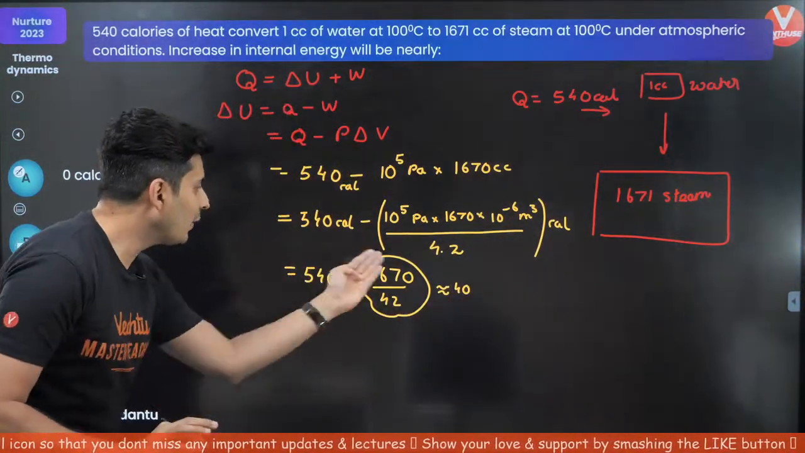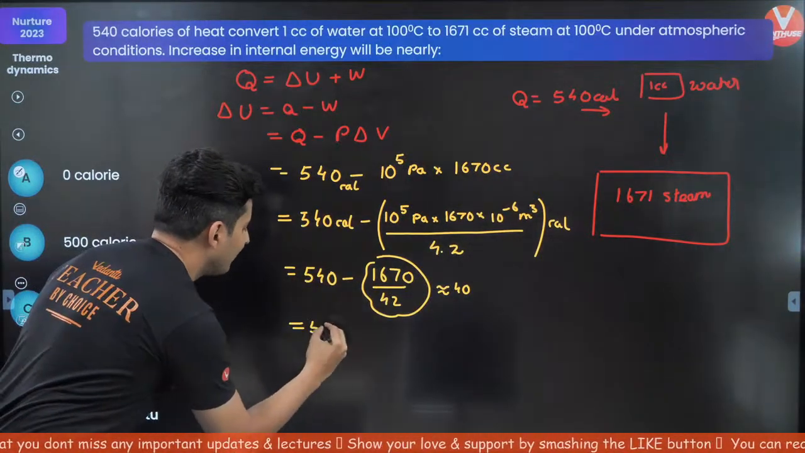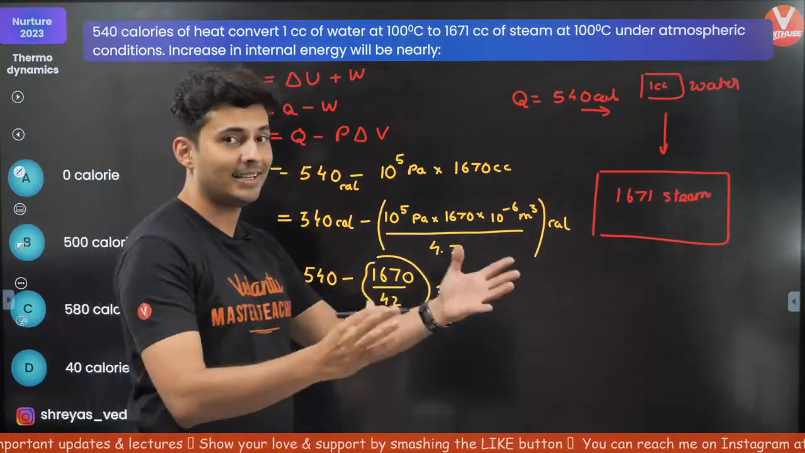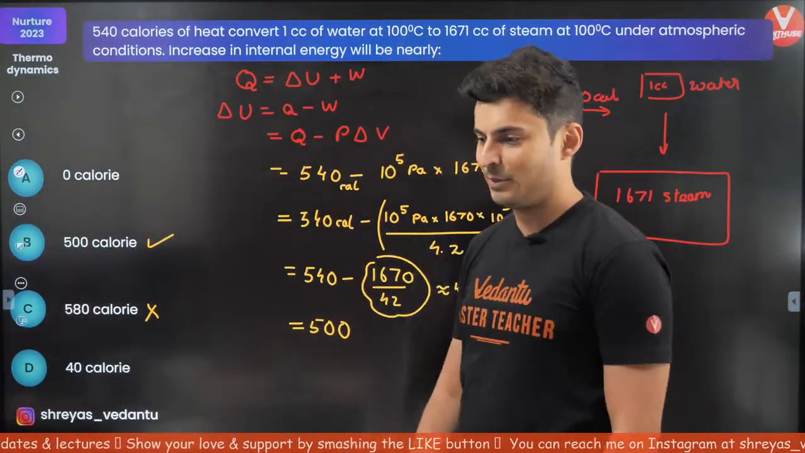Agree? So 540 minus 40 will be how much? 500, right? So is 500 there in the options? Yes, it is. Perfecto.